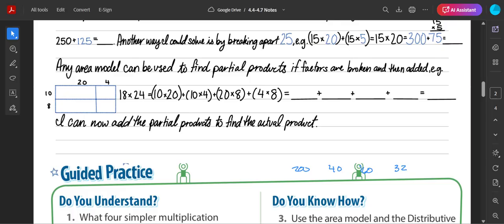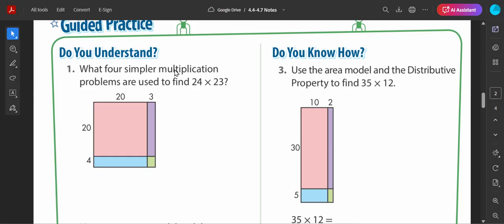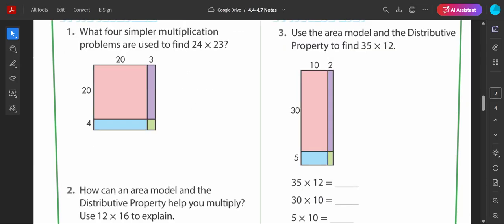Now looking at our guided practice, it says what 4 simpler multiplication problems were used to find 24 times 23. And so it's just asking you, what did we use to solve that? So here we have 20 times 20. And then you can go ahead and put your answer there, 20 times 3. Then we have 4 times 20. And then 4 times 3.